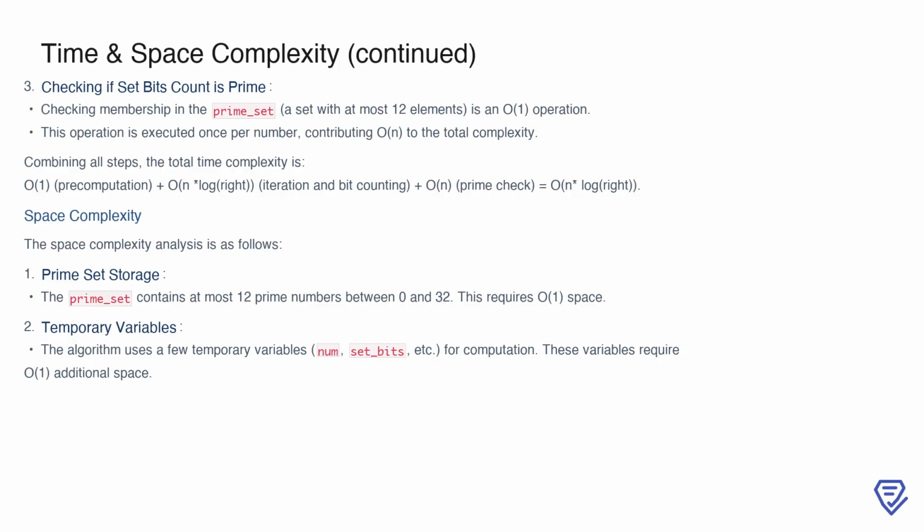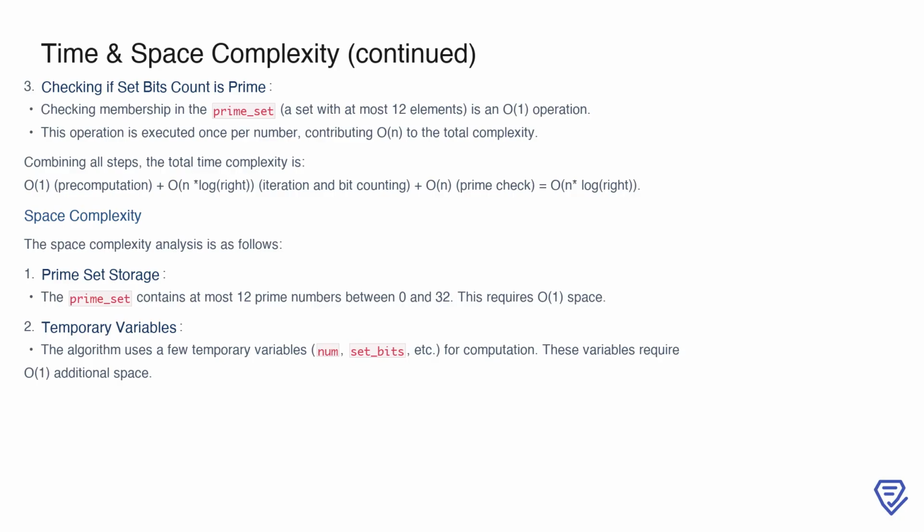Combining all these steps, we have the pre-computation of primes taking O(1), the iteration in bit counting taking O(n * log right), and the prime checks contributing O(n). The overall time complexity is therefore O(n * log right).